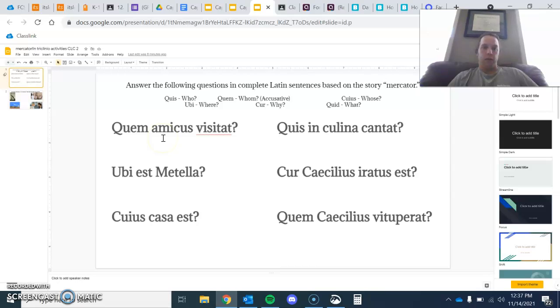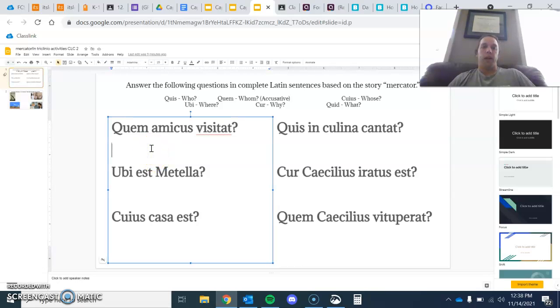So first off, figuring out what this question's asking. Okay, quem. Some of you may remember this. I've asked this as a question before. Quem is the Latin word for whom, and as we've discussed, whom is basically the accusative form of who. Remember, if something's accusative, that means it's receiving the action. So we have quem, whom, amicus, friend, visitat, visits. Whom does the friend visit?